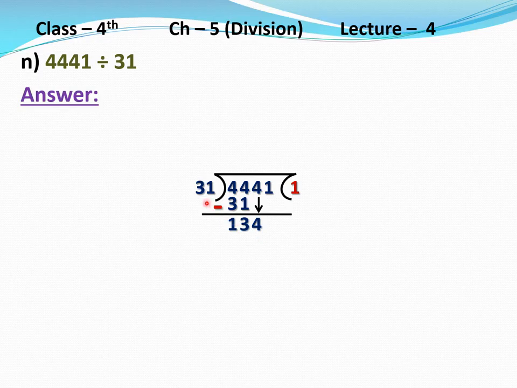Now multiply this 31 by that number so that it is equal to 134 or less than 134. It should not be greater than 134. See, 31 multiply 3. 3 ones are 3. Write 3 here. 3 3s are 9. Write 9 here. 31 multiply 3 equal to 93.